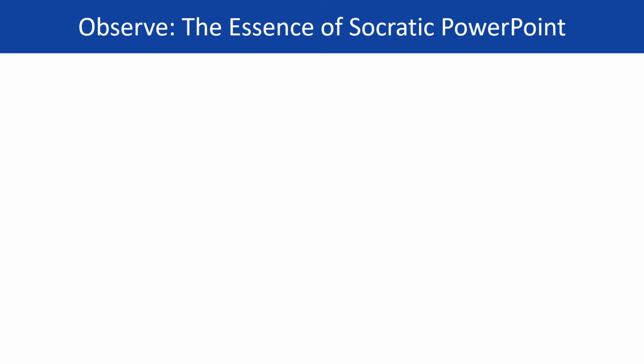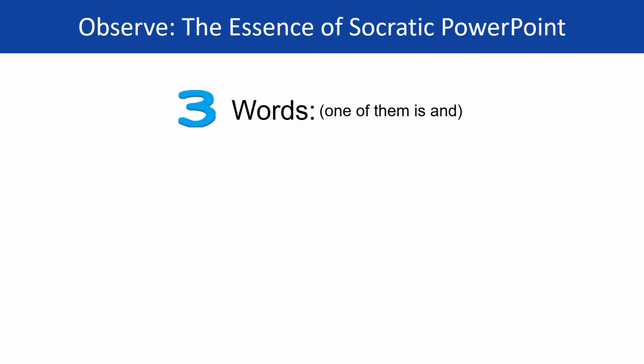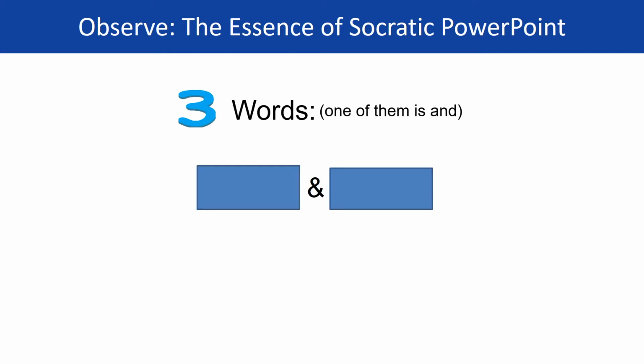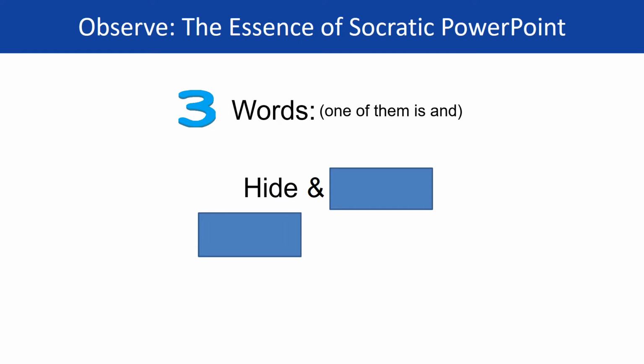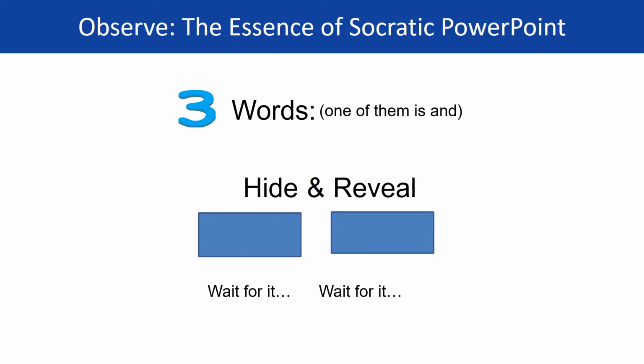You can describe the essence of Socratic PowerPoint in just 3 words. The first word is hide. And the second, reveal. You're more engaged than you would be otherwise. Why? Because you're waiting for that second blue box to pull down. The key to good PowerPoint, the essence of Socratic PowerPoint, is hide and reveal.